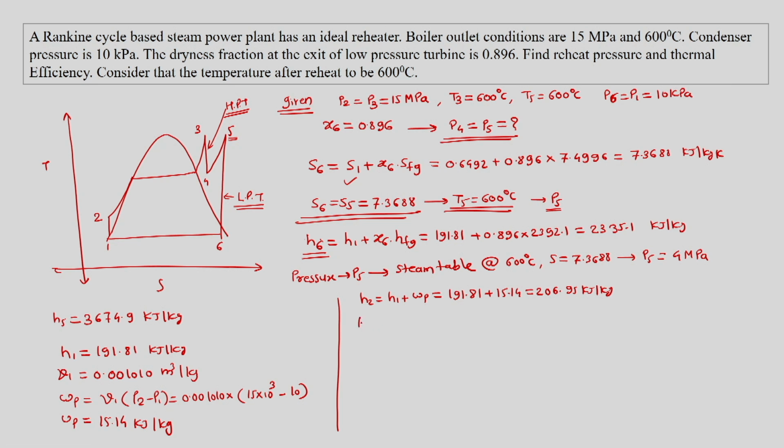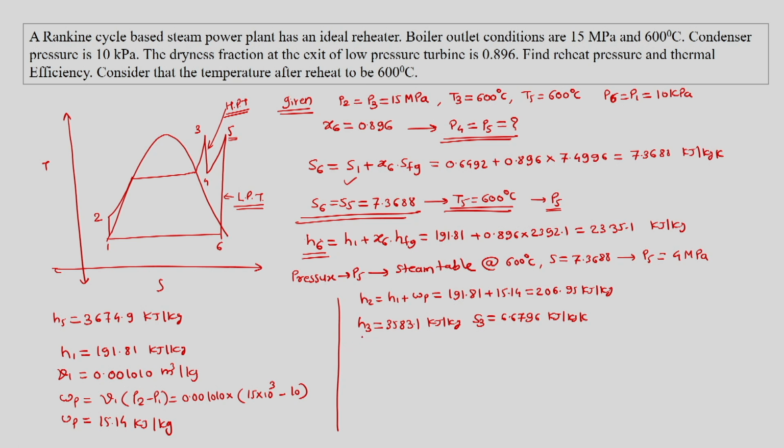We can find out H3, and H3 we can find out from the steam table. We go to the 15 megapascal superheated condition and find the enthalpy and entropy corresponding to 600 degrees Celsius. So H3 at this state will be 3583.1 kilojoule per kg. S3 at the same location is 6.6796 kilojoule per kg Kelvin.